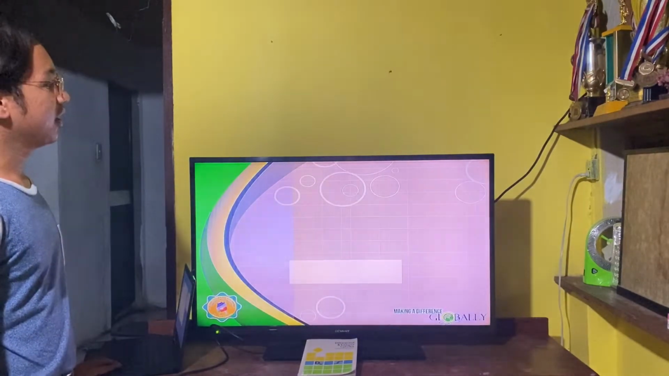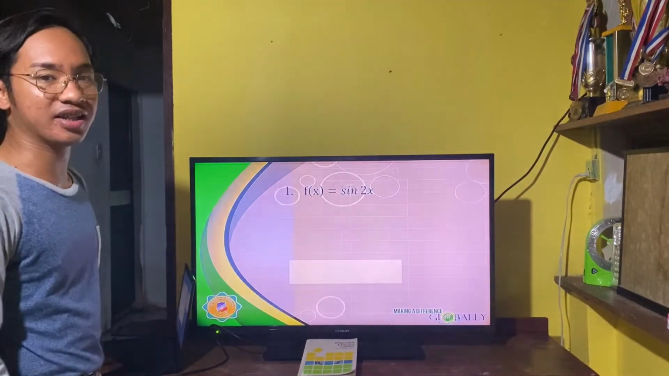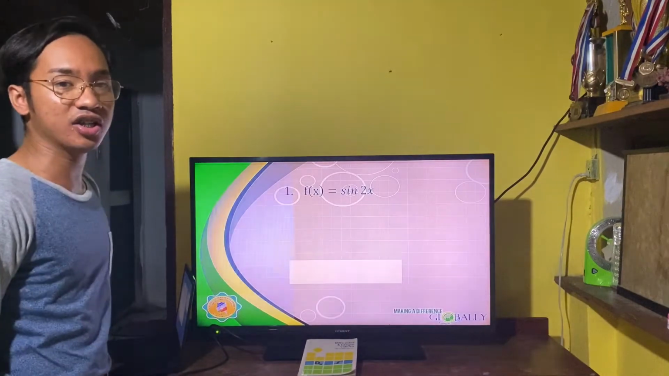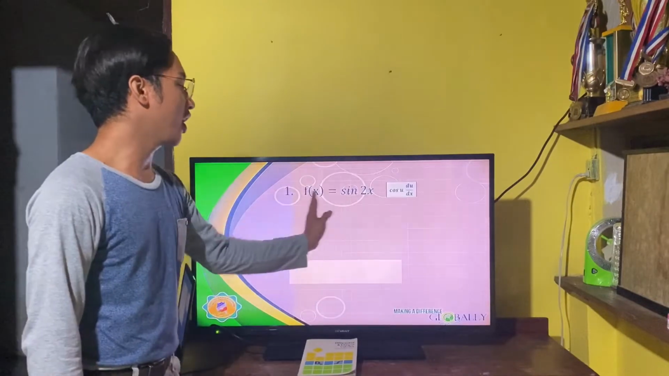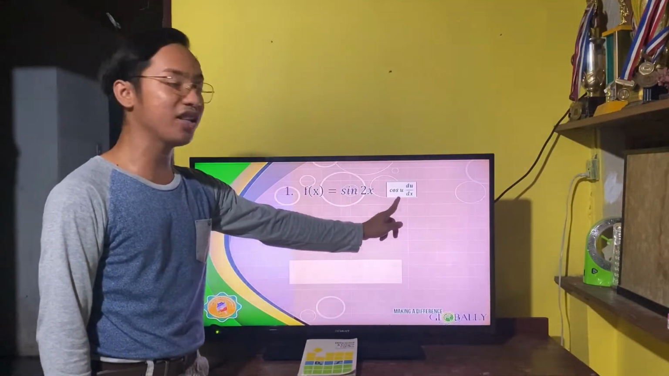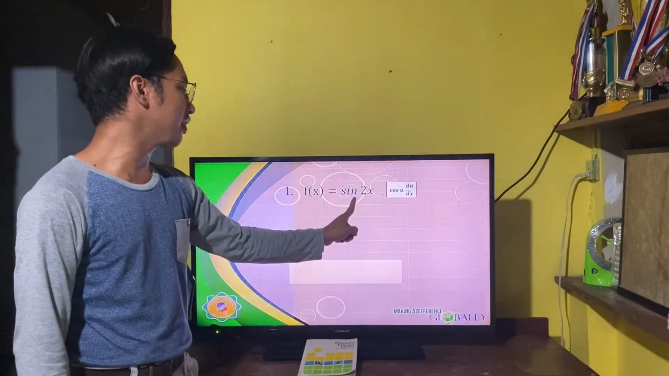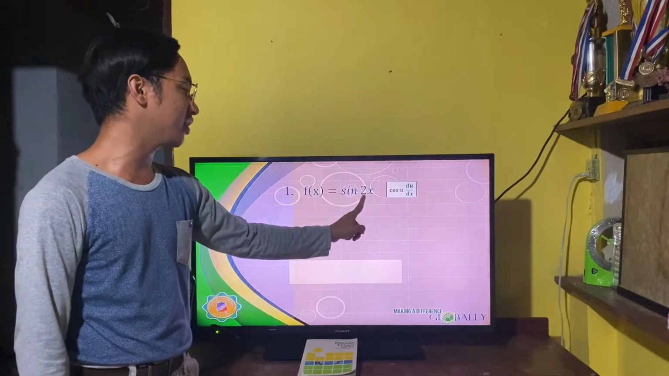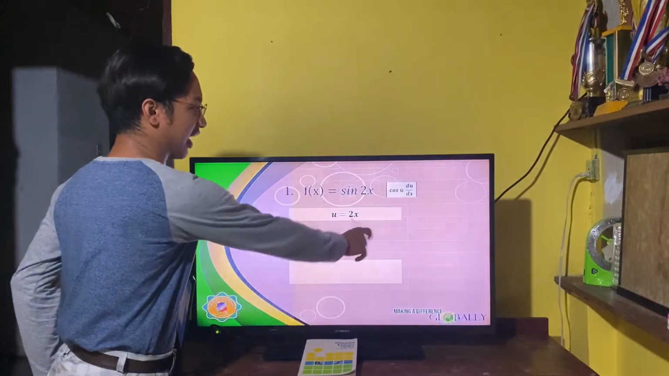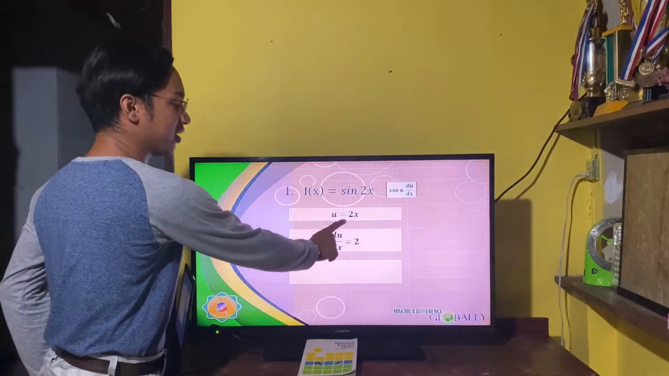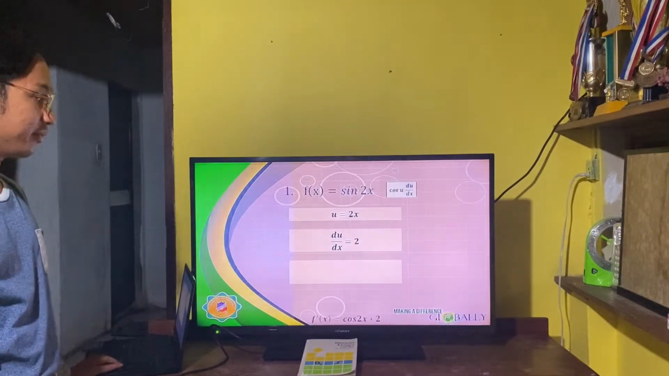Our first function is f of x is equal to sine 2x. In order for us to solve this function, we need the formula: the derivative of sine u is cosine u du/dx. We have to identify first our u. Based on this sine 2x, our u is 2x. So, therefore, if our u is equal to 2x, then the derivative of u with respect to x is equal to 2.